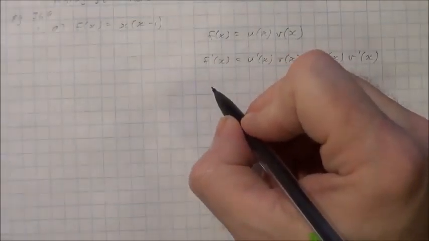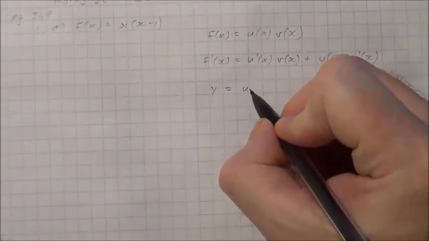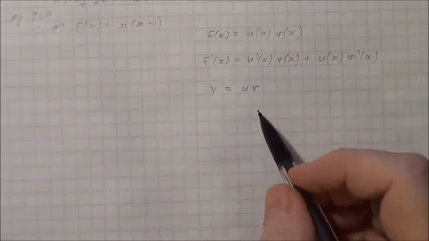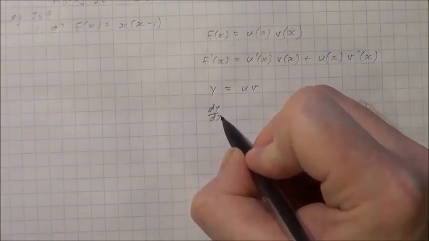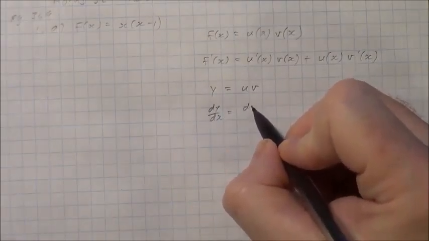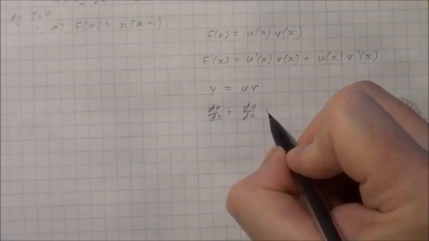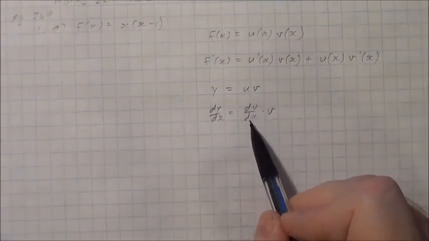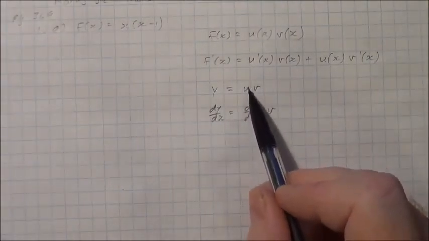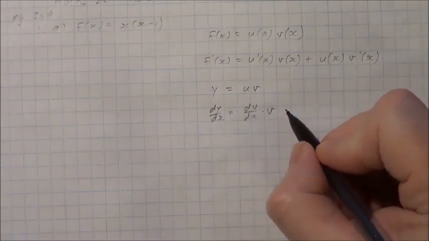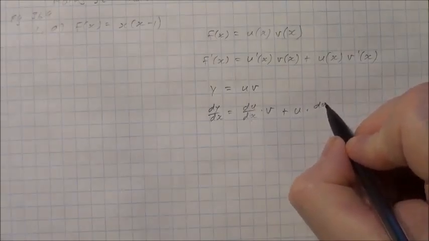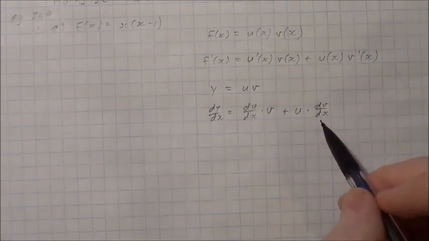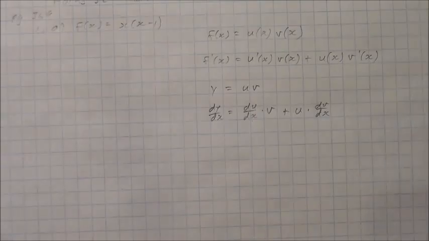If we're using Leibniz notation, and we know that y is equal to u times v, then dy by dx equals du by dx times v, so the derivative of the first times the second, of course the derivative of the first with respect to x, plus the first function again multiplied by the derivative of the second, dv by dx. And then after we get that, we would then simplify.